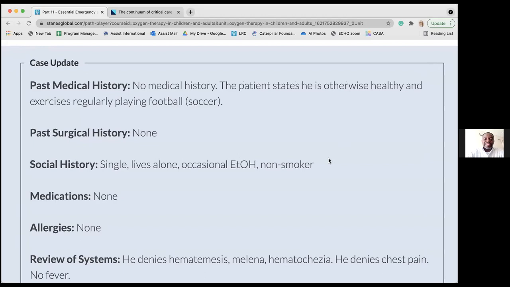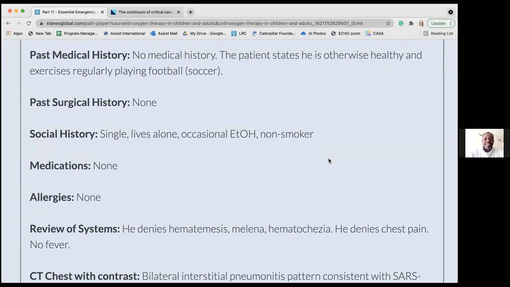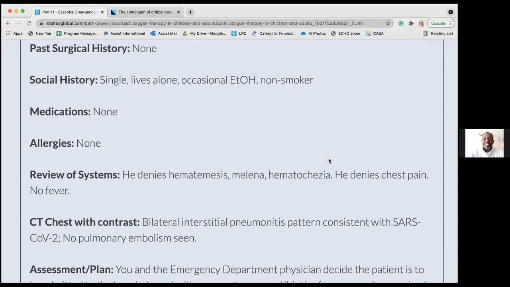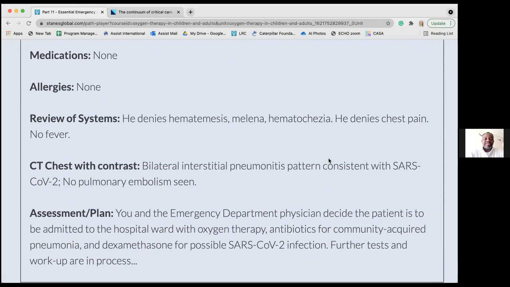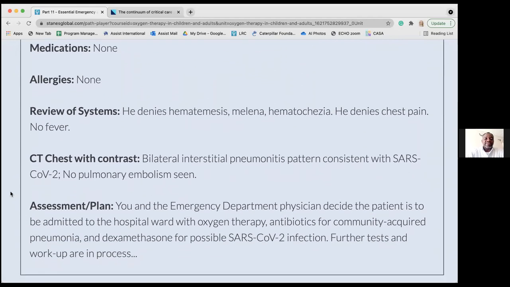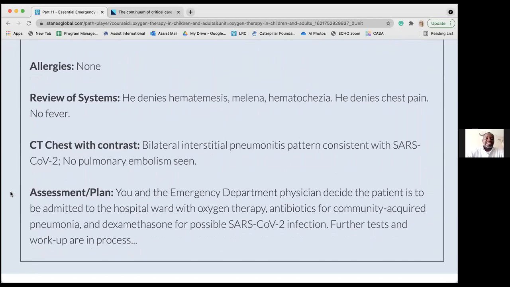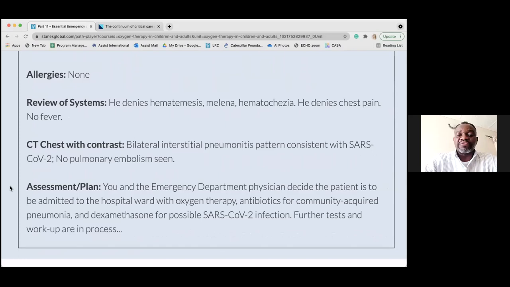He denies any hematemesis, melena, or hematochezia. He denies chest pain or fever. The CT chest with contrast shows bilateral interstitial pneumonitis patterns consistent with SARS-CoV-2, but no pulmonary embolism was seen.